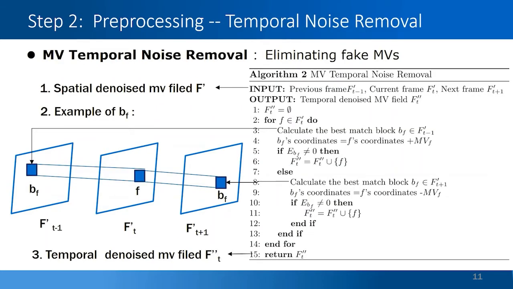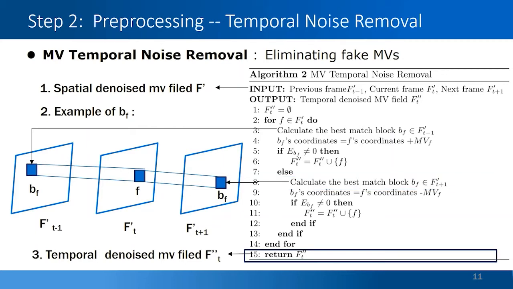MV temporal noise removal is for eliminating fake MVs. Input is the spatial noise-removed MV field F prime. In the 3BF, in frame t minus 1, it is like this. BF in frame t plus 1 is like this. If at least one BF is not zero MV, we consider F a real MV. Output is the MV field F double prime, which is the reliable MV.